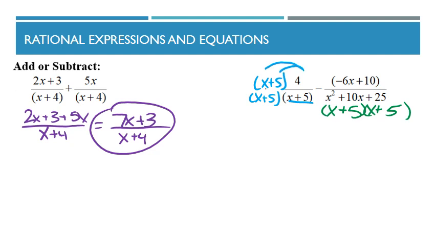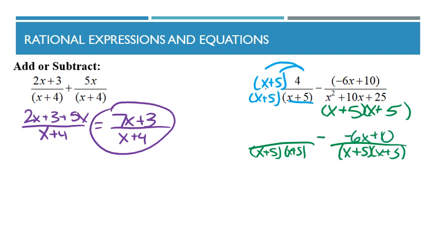So first of all, I've got my common denominator, x plus 5, x plus 5. I'm going to show a few extra steps here. My right side didn't change. I'm subtracting. But my left side becomes a 4x plus 20. Now that I have a common denominator, I can put it all over one denominator.